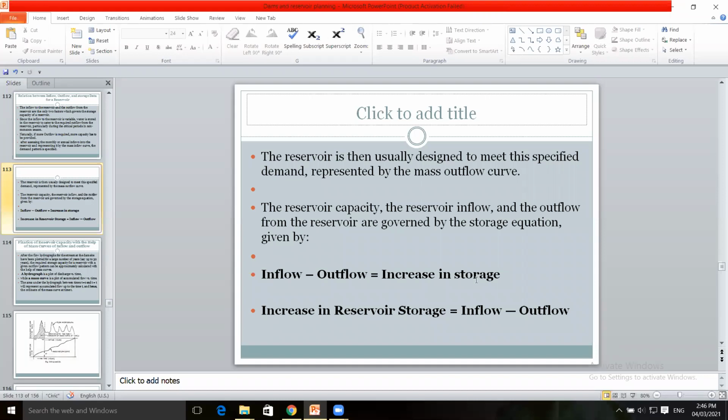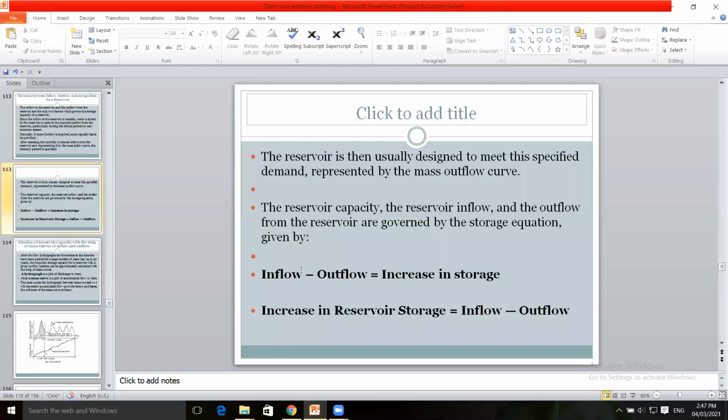The increase in storage, increase in storage capacity, is inflow minus outflow. From the inflow, outflow is deducted. The difference of inflow in the reservoir and outflow from the reservoir. Then the increase in storage. There is inflow, and outflow is when water is withdrawn from the reservoir. Then the net storage available in the reservoir is the increase in storage.